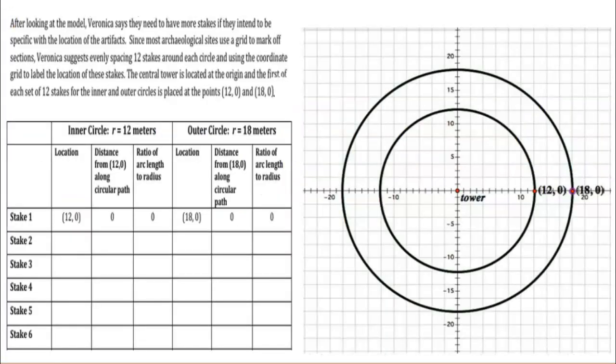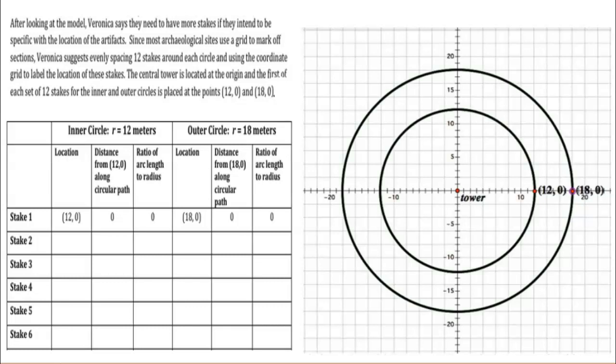After looking at the model of the archaeological dig, Veronica says they need to have more stakes if they intend to be specific with the location of the artifacts. Since most archaeological sites use a grid to mark off sections, Veronica suggests evenly spacing 12 stakes around each circle using the coordinate grid to label the location of these stakes.